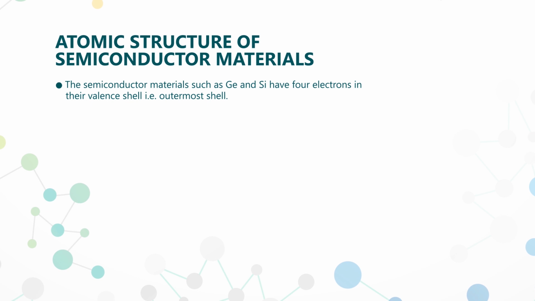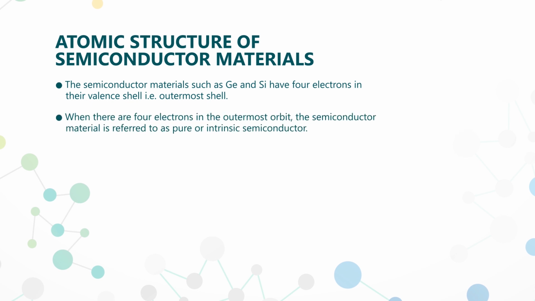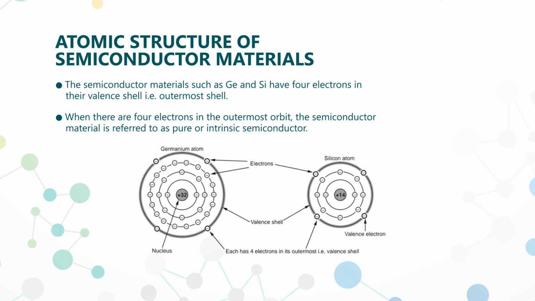So, 4 electrons are found in the outer cells of the semiconductor. Wherever there are 4 electrons in the outermost shell, these materials come in the category of semiconductors. Here we can see the atomic structure of gallium and the atomic structure of silicon. Here we can see that there are various numbers of shells.